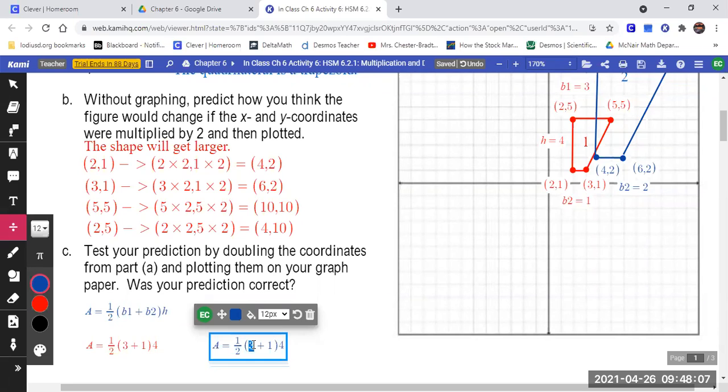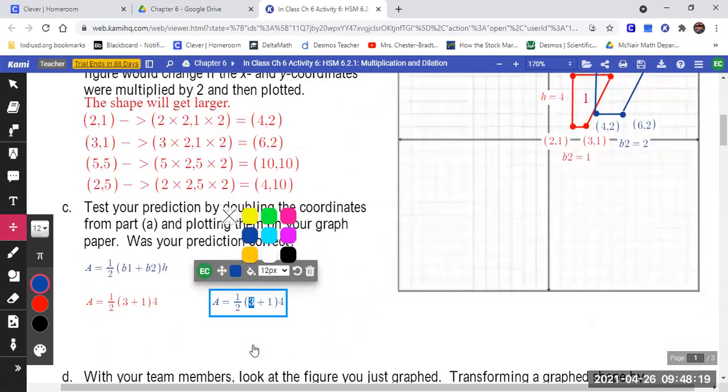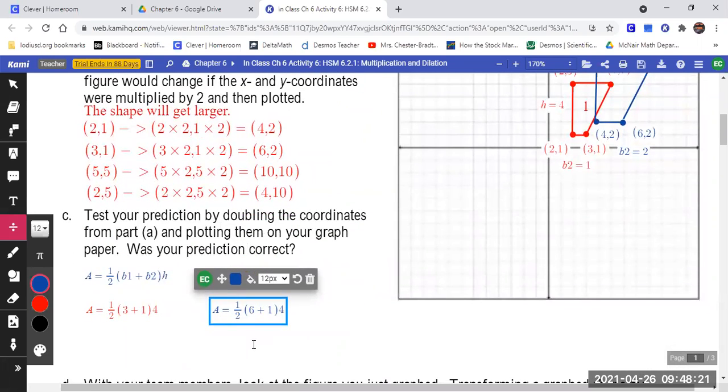Base 1 for the blue, how much? Base 1 for the blue was how much? 6, okay. Base 2 for the blue was how much? 2. Height for the blue one was what? 8. Okay, so all I did was stick the numbers in and I haven't done any math yet. We're going to do the math now.